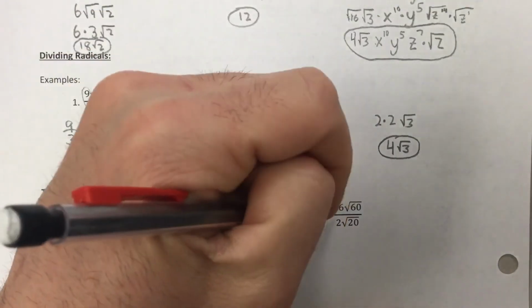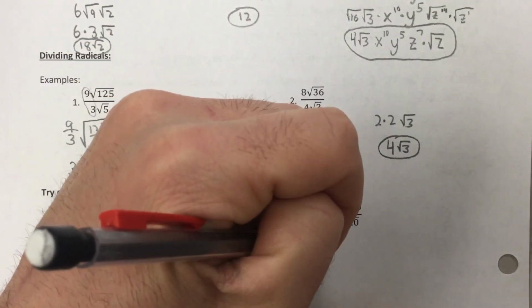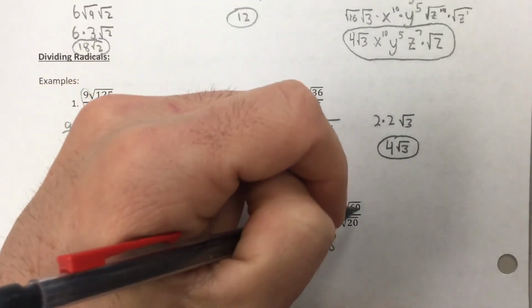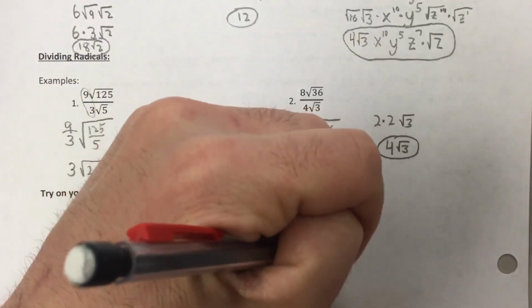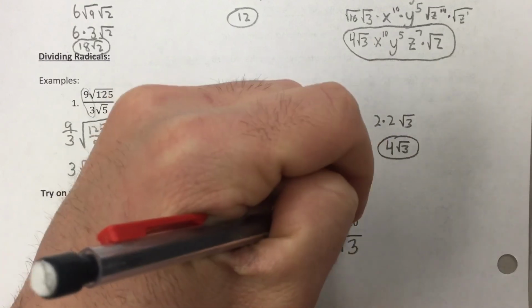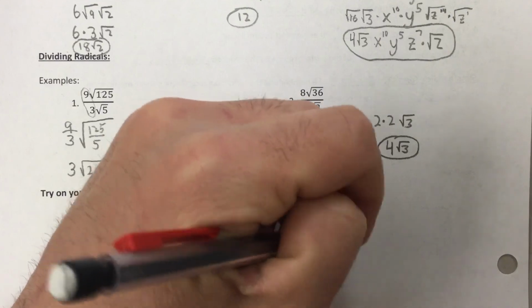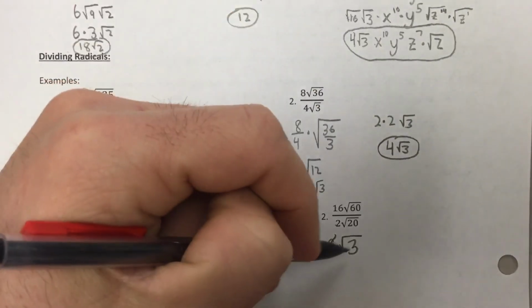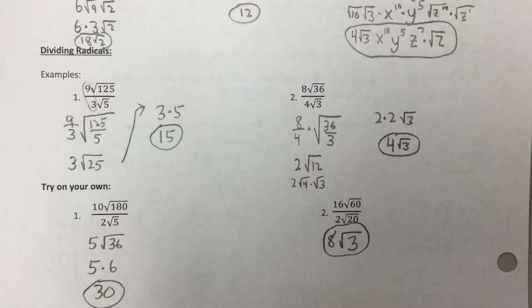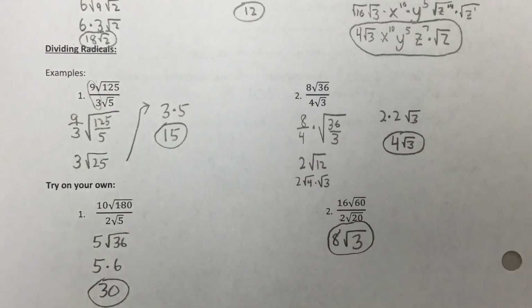Number 2, 16 divided by 2 is 8. And then 60 divided by 2 is 30. And since both the 60 and the 20 were underneath radicals, 60 divided by 20, which is 3, should be underneath the radical. I cannot simplify 3 at all. Square root of 3. All right, that is multiplying and dividing radicals.